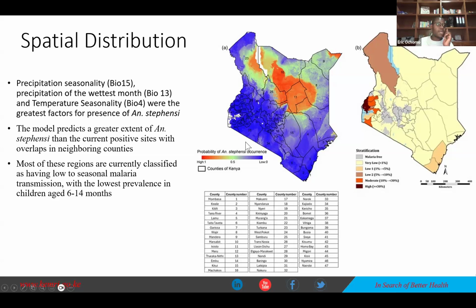And based on the models, some of the best predictors we saw for Anopheles stephensi were the seasonality of precipitation and the temperature seasonality. So they preferred higher temperatures, they preferred a lot lower precipitation rates, which would not be in these areas. And so for that reason, we think that we might not have stephensi getting established in these settings here, but we never know with climate change.